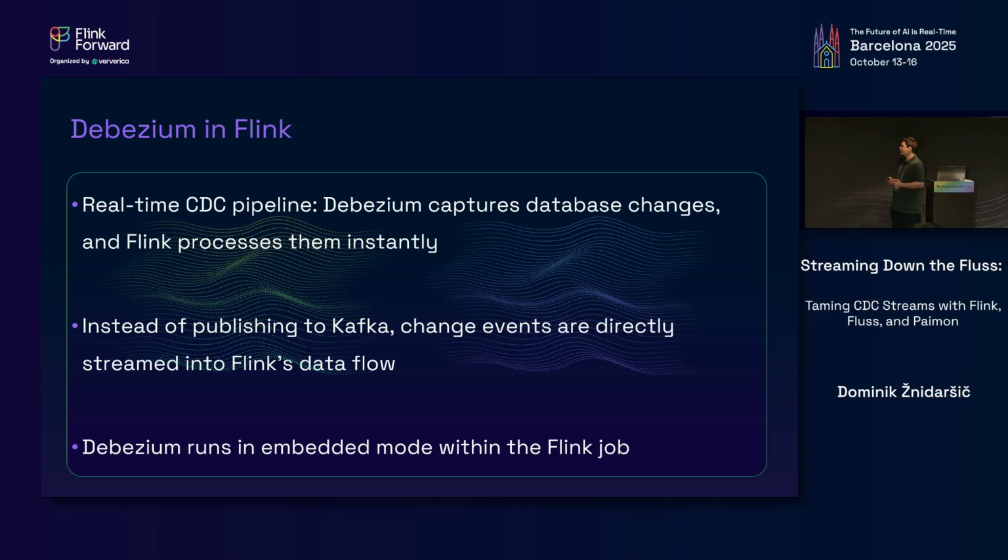And you can use it to get your source of data right from the Postgres. So no need for Kafka, no need for an additional Kafka Connect cluster. You can get it directly in Flink. And it's called embedded mode, just to be clear.